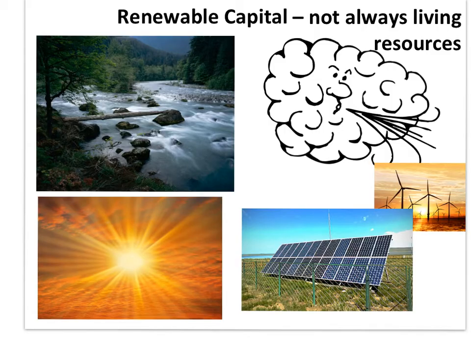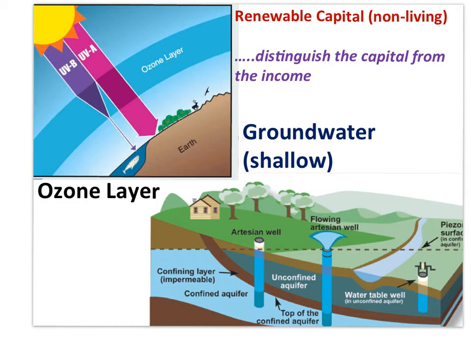Here are other examples of renewable natural capital, but in this case, non-living natural capital. Solar radiation is responsible for these examples of non-living natural capital: the river, the wind, and solar energy. Here are two more examples of non-living renewable natural capital: the stratospheric ozone layer and groundwater aquifers.